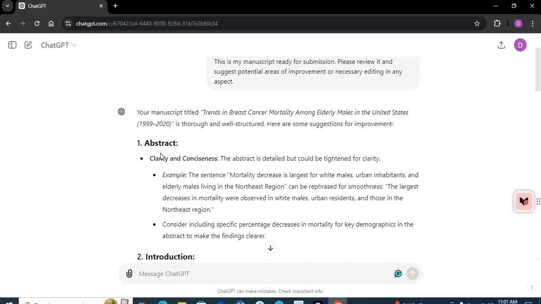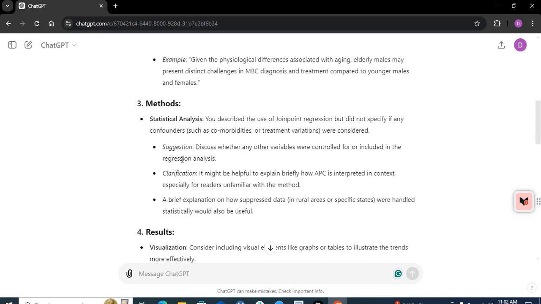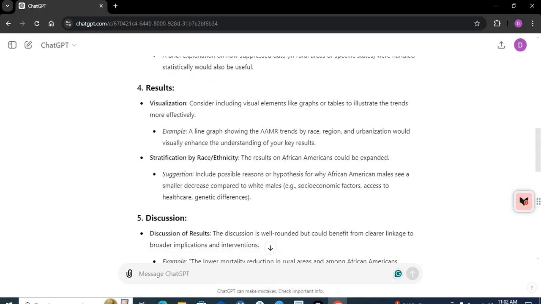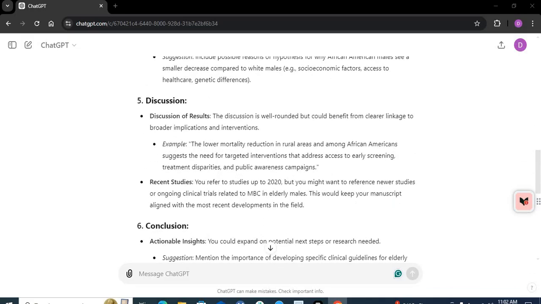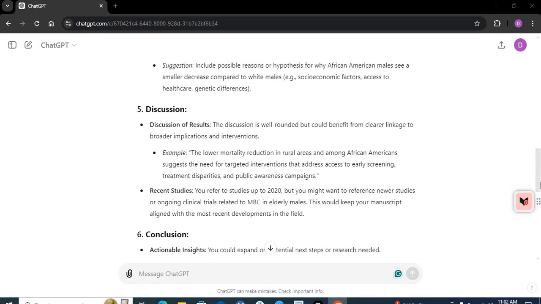Let's say, for example, it is commenting on the clarity and conciseness of the abstract. It says that this abstract is detailed but could be tightened for clarity, giving examples. Then for the introduction, it is suggesting some more points. Then for the methods, again it is explaining some more points for improvement. In results, for example, it is asking for visualization that can include some graphs or tables to illustrate the trends, and it is asking for that in the discussion as well. Now you can expand on any of these factors, and you can ask any questions regarding any ambiguities that you had in that review.